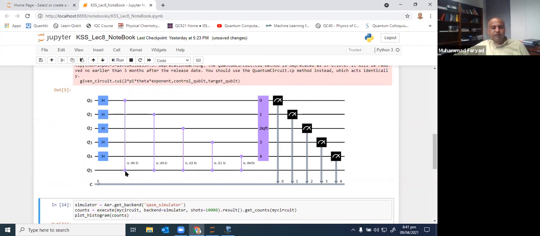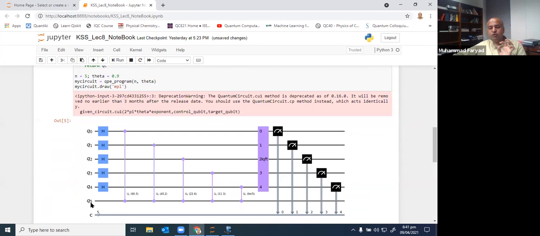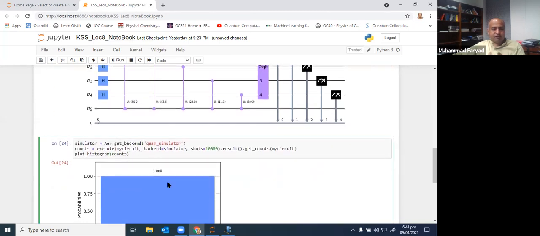So this Q5 is where we have to prepare our eigenvector. Remember, we haven't done anything to Q5 so far, so it means Q5 is initialized to zero. So that zero state is also an eigenvector of the controlled unitary operation. The other eigenvector is the one state. Okay, so this is the IQFT that we have applied, and then these are the measurements. So let's run the simulator.